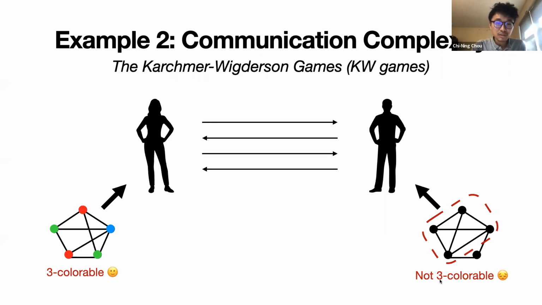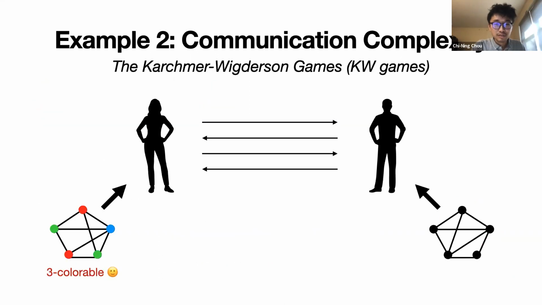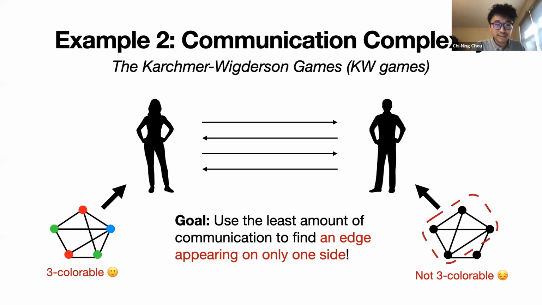So if you know that one is 3-colorable, you can use 3 colors to color it, and the other is not, that means there definitely exists an edge that belongs to exactly one side. So the goal is to find at least one edge that does not belong to both sides. This is the communication goal. This is also very similar to equality. You know the inputs are not equal, but now the goal is to figure out on which edge they differ.